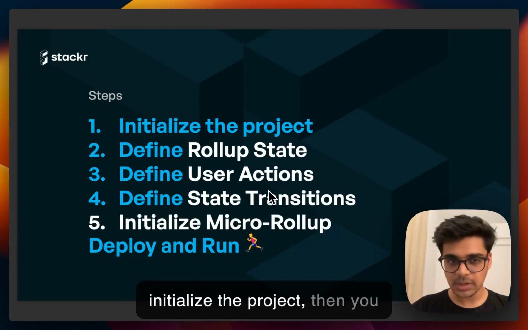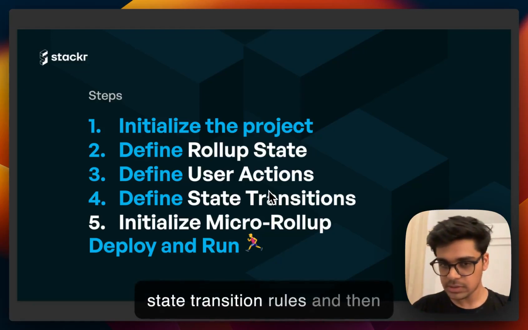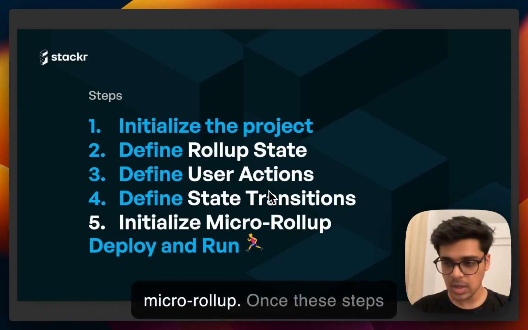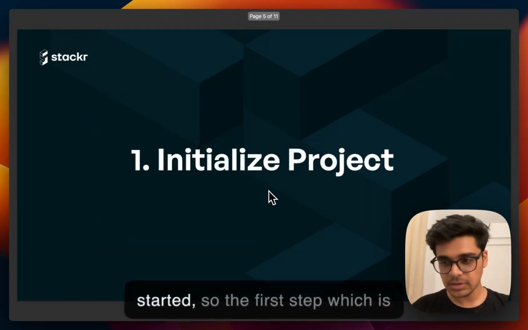You initialize the project, then you define the rollup state, you define the user action, you define the state transition rules, and then finally you initialize a micro-rollup. Once these steps are done, you just deploy the micro-rollup and run. Let's get started. So the first step, which is to initialize the project, looks like this.